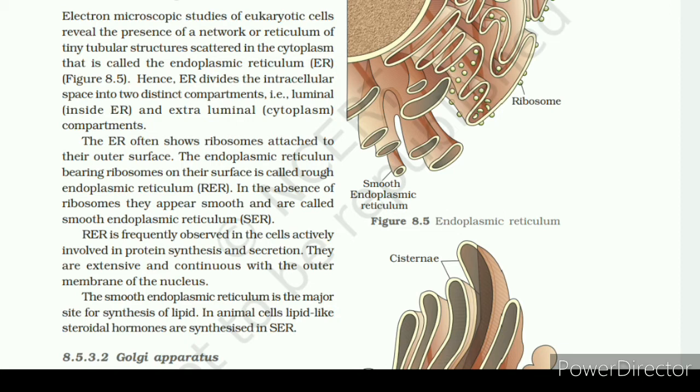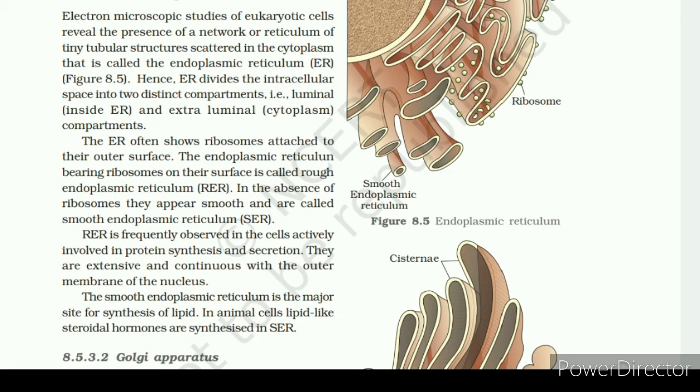The cristae increase the surface area. The two membranes have their own specific enzymes associated with the mitochondrial function. Mitochondria are the sites of aerobic respiration. They produce cellular energy in the form of ATP, hence they are called powerhouses of the cell.